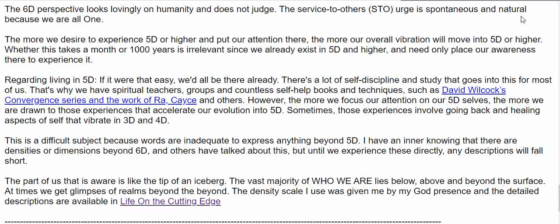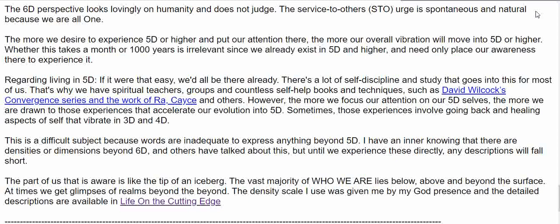Sometimes those experiences involve going back and healing aspects of the self that vibrate in 3D and 4D. This is a difficult subject because words are inadequate to express anything beyond 5D. I have an inner knowing that there are densities or dimensions beyond 6D, and others have talked about this. But until we experience this directly, any description will fall short. The part of us that is aware is like the tip of an iceberg. The vast majority of who we are lies below, above, and beyond the surface. At times, we get glimpses of realms beyond the beyond.